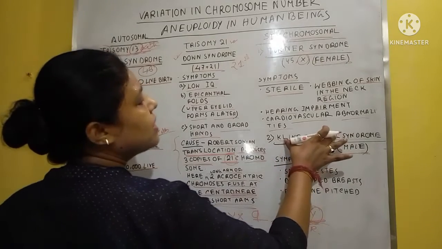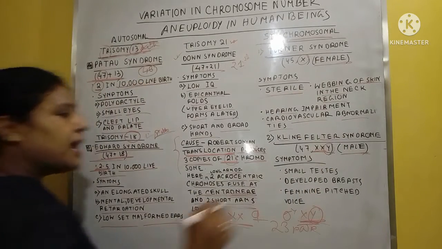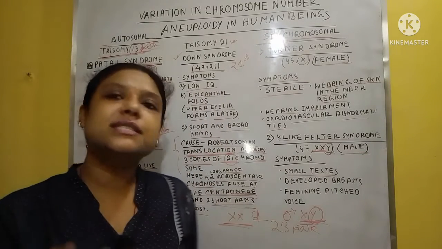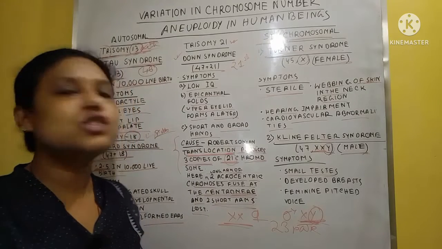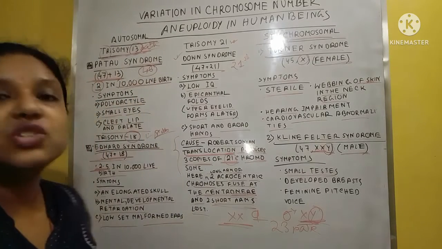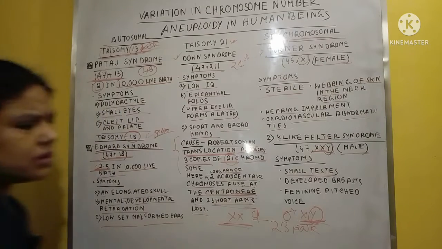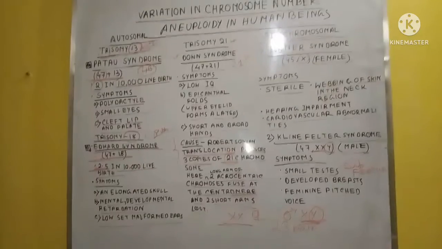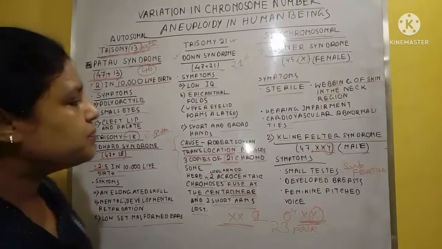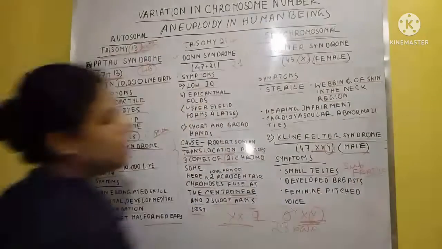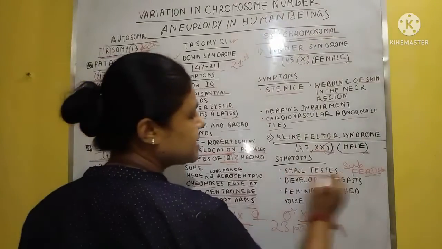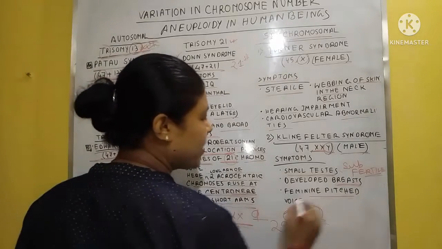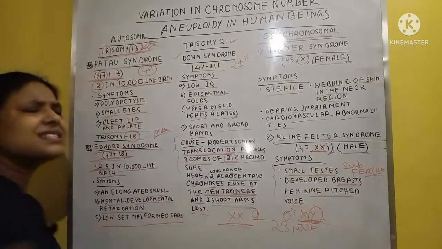So what symptoms are seen in Klinefelter syndrome? Here the testes are very small. Obviously, fertility is not seen here. So the male is not generally fertile, or actually subfertile. They are subfertile, and the testes are very small, and development of the breast is also seen, and a feminine pitched voice. These are the important symptoms, and there are other symptoms also.